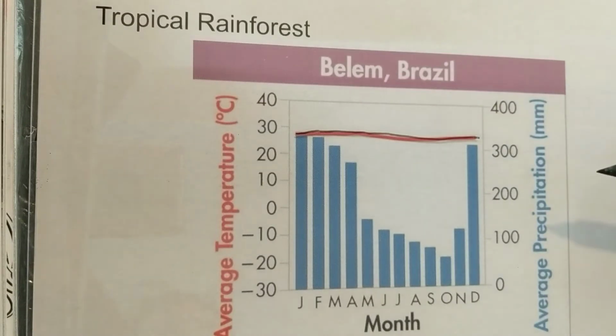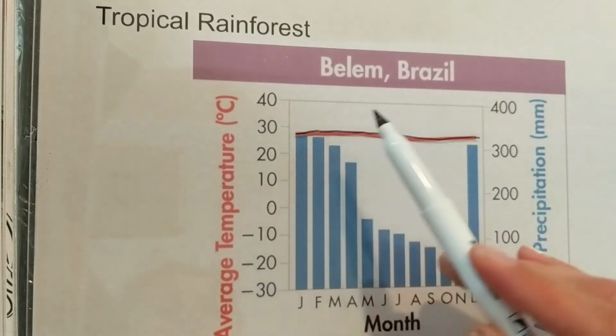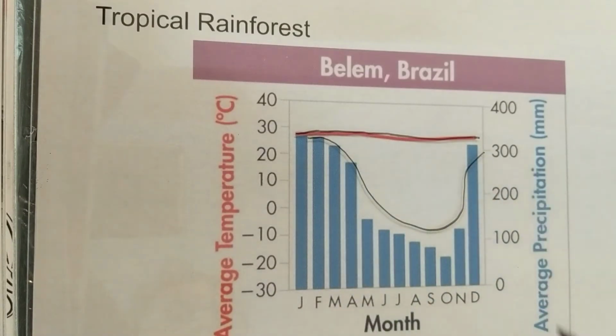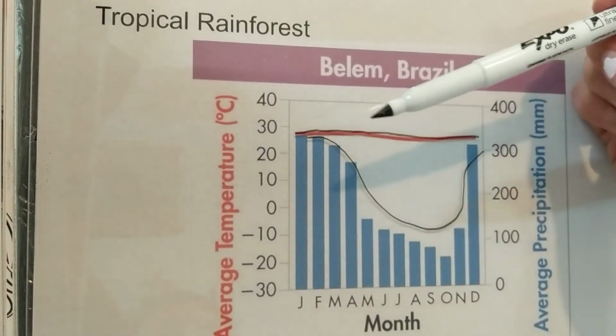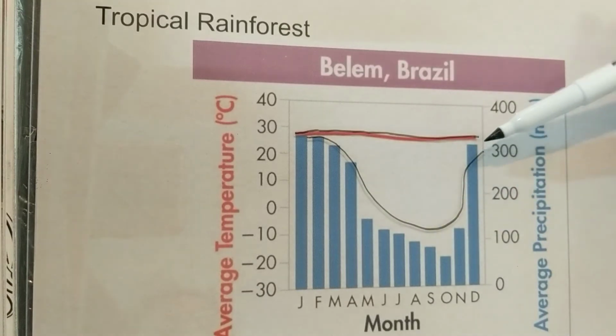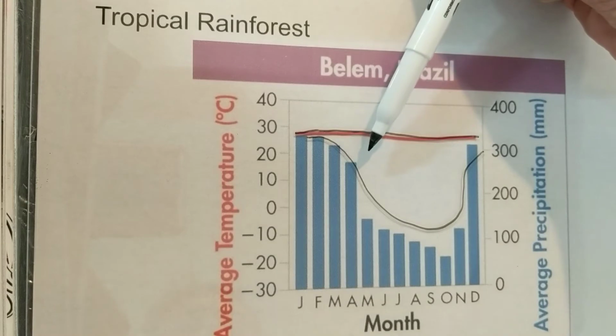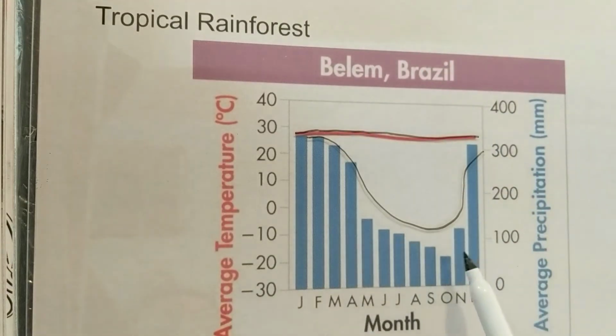If we look at average precipitation, there are definitely high points and low points throughout the year. We see a lot of rain starting in December and then into January, February, March, and April. Then during the summer, the precipitation is a little bit less.